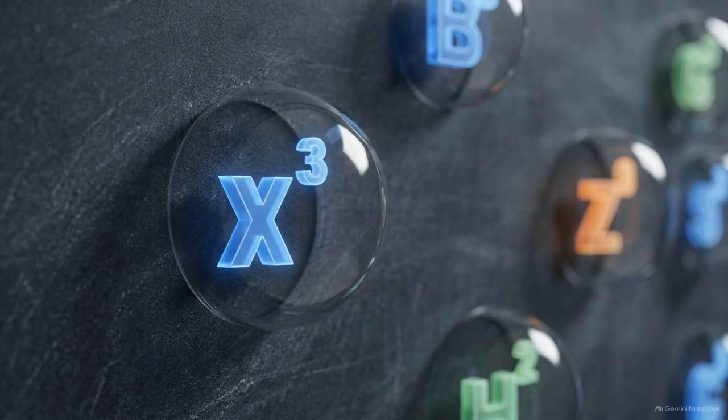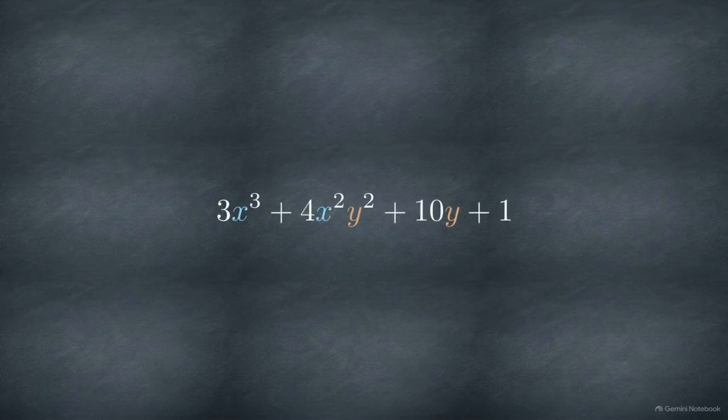Understanding a polynomial requires isolating and quantifying its smallest atomic units first, before judging the complete system. Look at this expression, a multivariable polynomial, 3x cubed plus 4x squared y squared plus 10y plus 1. Because we have multiple variables, x and y, competing for attention across different terms, it is difficult to accurately gauge the expression's overall scale at a glance.